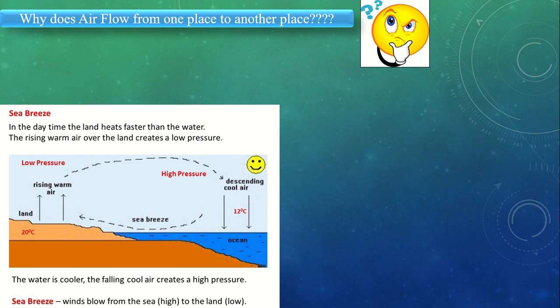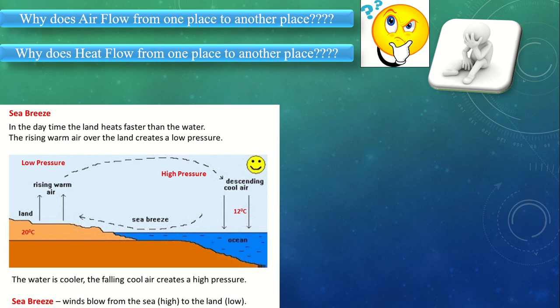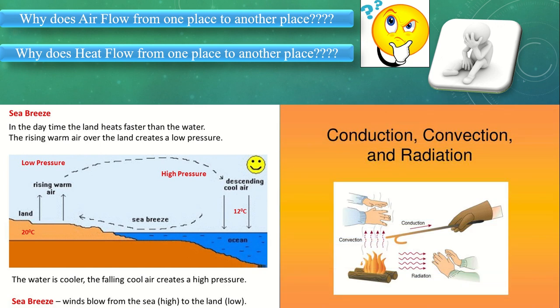Now tell me, why does heat flow from one place to another place? You already know why air flows from one place to another. This is due to temperature and pressure difference. So why does heat flow from one place to another place? Oh, please don't get frustrated. I will explain. The heat flow mainly takes place by three reasons: conduction, convection, and radiation.